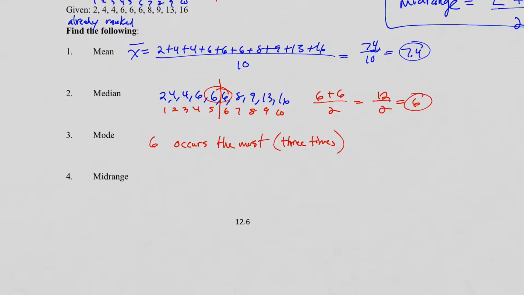Okay, and the mid-range is going to be lowest plus highest divided by 2. So the lowest is 2 plus 16, divide that by 2. So 18 divided by 2 is going to be 9. Okay?